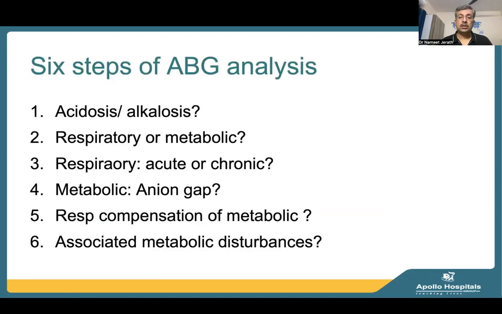So let's talk about the basic 6 steps of blood gas analysis. We'll go through all of these steps one by one in the subsequent slides. So first of all, we see whether there is acidosis or alkalosis. Then we find out whether the main reason is respiratory or metabolic. The third step is, only if it is a respiratory problem, is it an acute problem or chronic problem? If it is a metabolic problem, we find out, is there an anion gap with it? Then we look for the respiratory compensation for a metabolic problem, and still look for any other associated metabolic disturbances apart from the ones which are covered in steps 1 to 5. So it sounds complicated, but it's actually very easy, and we'll see how.